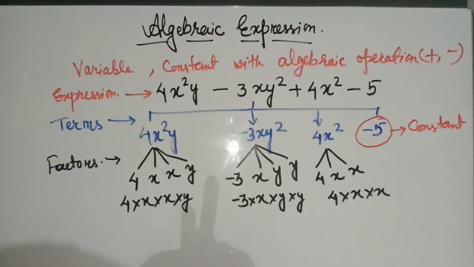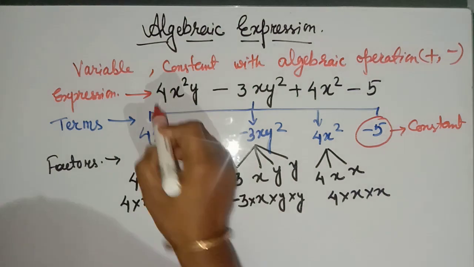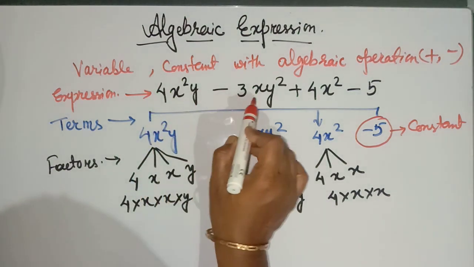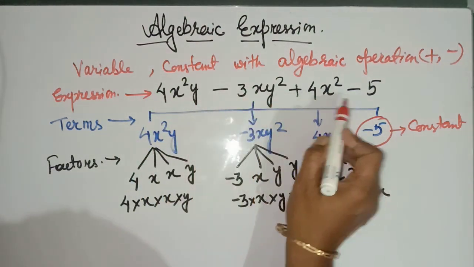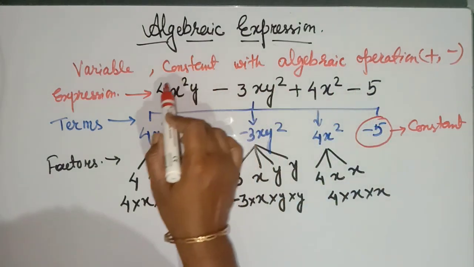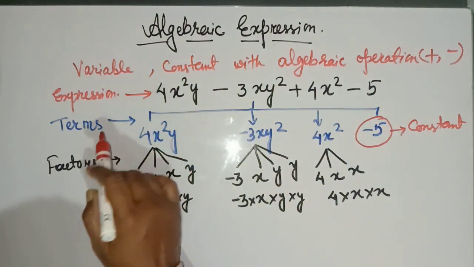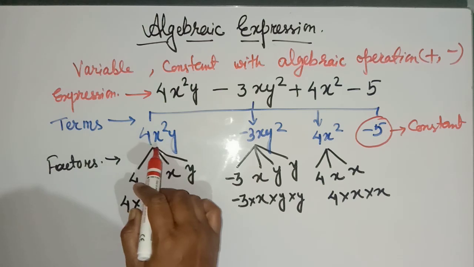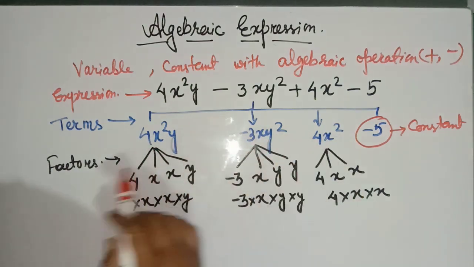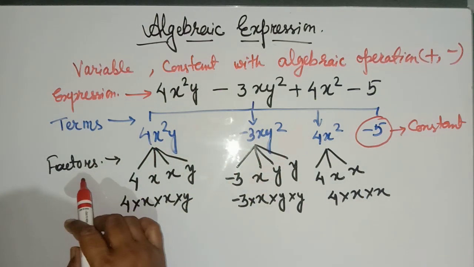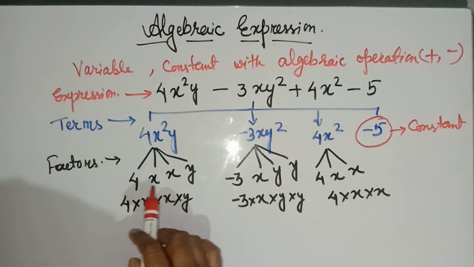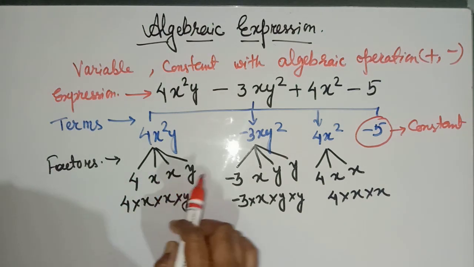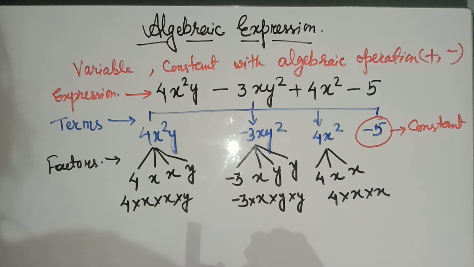Understood? So this is called the algebraic expression. You can see the terms combined with plus or minus sign are known as an algebraic expression. Now an algebraic expression consists of terms. So there are 4 terms you have written. Now again the terms consist of factors. There are different types of factors, you have to find that out. So in this way you can express the algebraic expression.